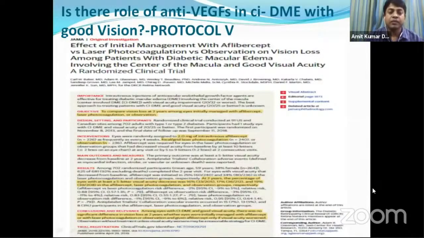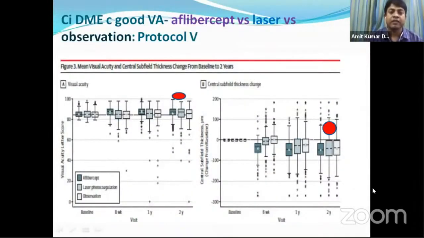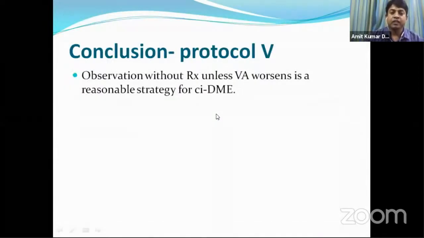So next study is the protocol B. It studies whether there is a role of anti-VEGFs in center involving DME with good visual acuity of 6/9 or better. So what they have found here, they have compared aflibercept versus laser versus observation. And at the end of 2 years, they found that all the three groups had almost equivalent outcomes in terms of mean visual acuity and central subfield thickness change. So the conclusion was that it's better to observe patients with center involving DME and good visual acuity. Only if the visual acuity worsens, we can go for any of the interventions, either laser or anti-VEGFs.